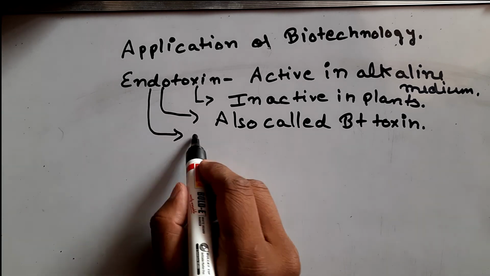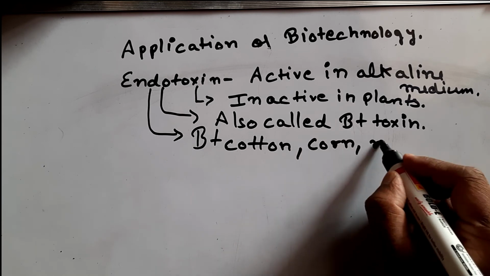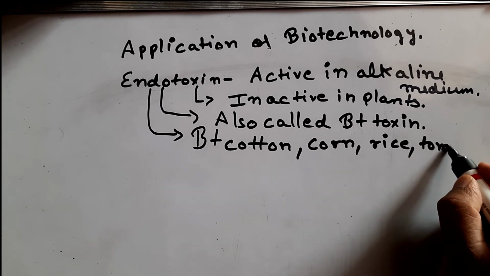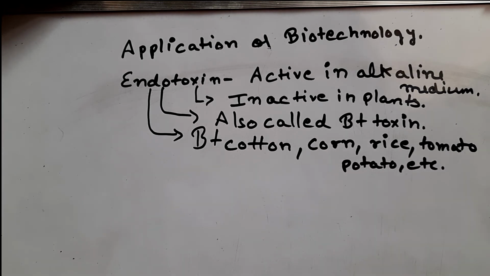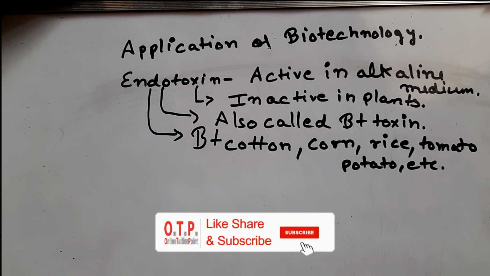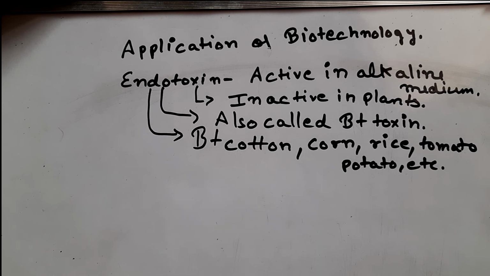And the last point is Bt toxin is used in cotton, corn, rice, tomato, potato, etc. plants. So it is the best example for this. The question arises: is Bt toxin only used in the cotton plant or in other plants too? The answer is it is also used in other plants too. And why is Bt toxin or endotoxin activated in insects? Because endotoxin gets an alkaline medium inside the insect, so it gets activated and kills that insect.